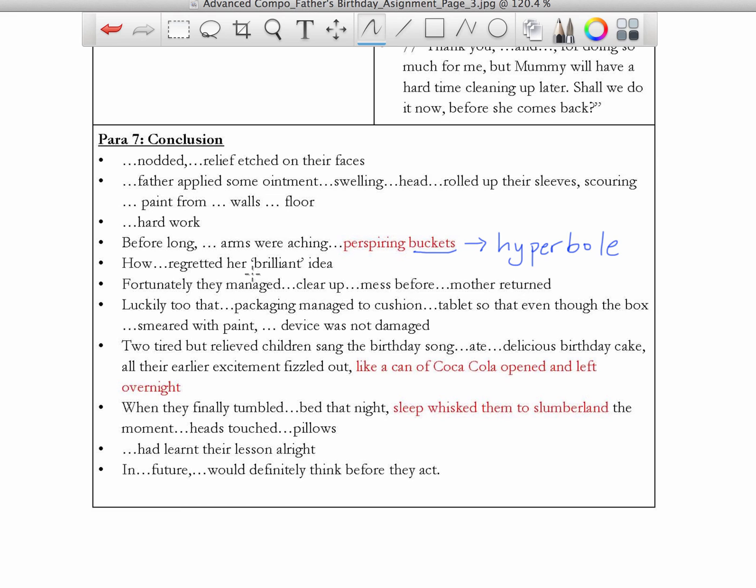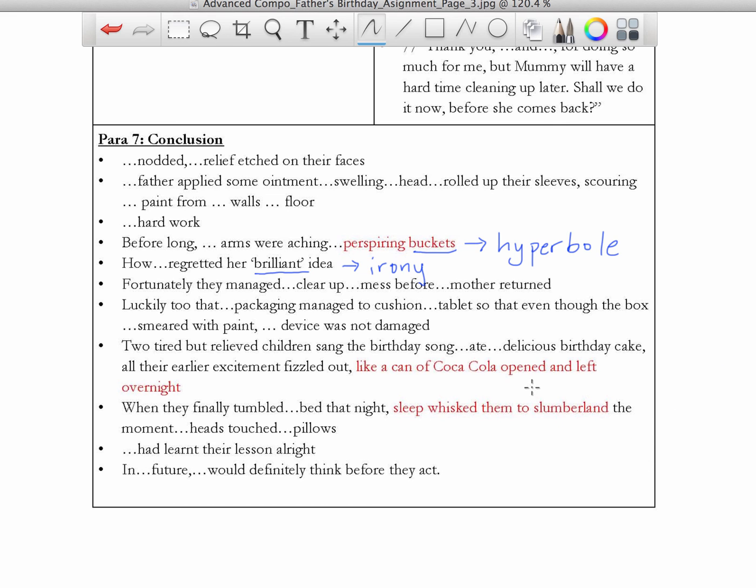There's one that I missed out actually. This one should have been colored red as well. So can you tell me, "how Faye regretted her brilliant idea," what figure of speech is this? Yes, it's actually irony, right? Sarcasm. Was her idea to decorate the walls with paint really a brilliant one? No, in fact, it was a bad one because they had to clean it off later, right? And tire themselves out. So it's actually irony.